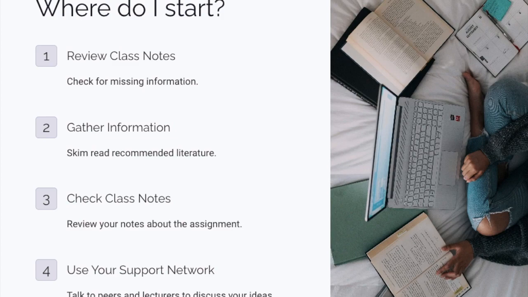So have a look at those ideas as well, and use your support network. Talk to your peers, talk to your lecturers to discuss your ideas, discuss their ideas, and really think about whether or not your initial ideas are kind of on track. So use your support network, talk to your peers, talk to your lecturers, take the opportunity to discuss your ideas before putting a formal plan into place.